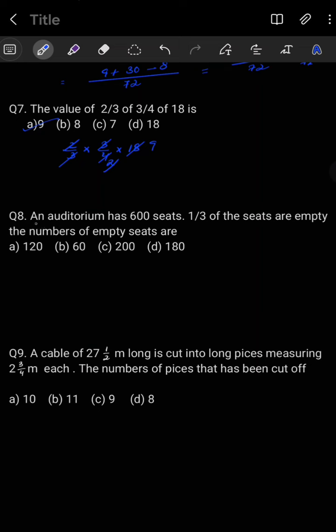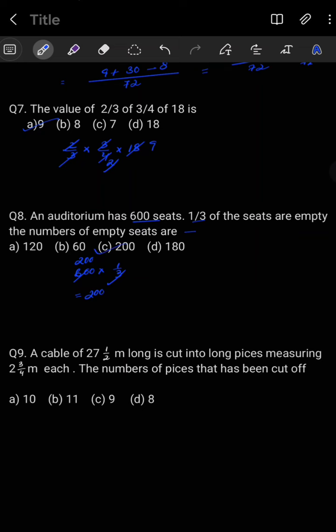Next question is: an auditorium has how many seats? There are 600 seats. Out of that 600, 1 by 3 of the seats are empty. The number of empty seats is how much? You have to find it. First of all, there are 600 seats, and out of 600, 1 by 3rd are empty. So 600, then 1 by 3rd is how much? If you divide, 6 will be 2 times, then 0 0. So 200 seats are empty. So here option C is your correct option.